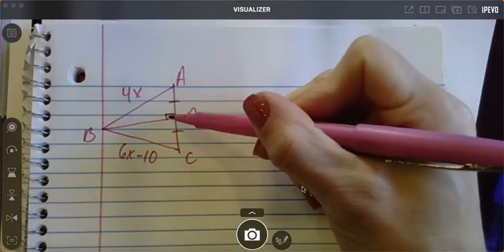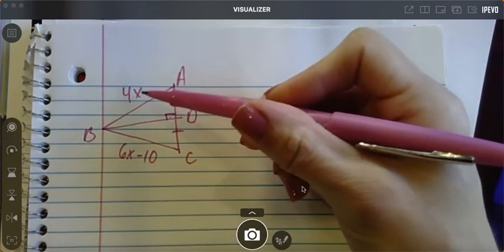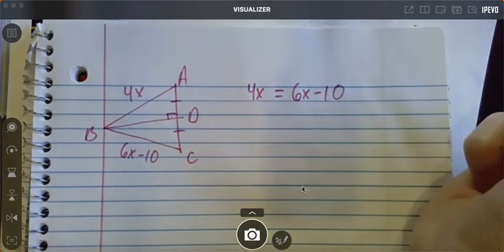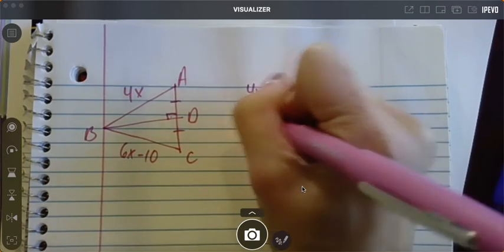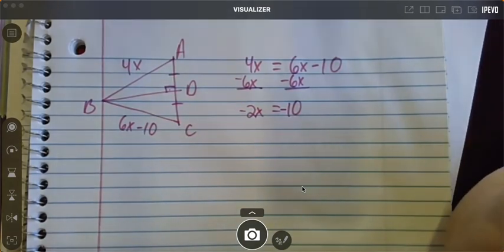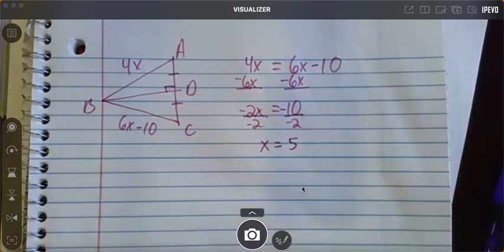If this is 90 degrees and this is equal, if this is a perpendicular bisector, then those two sides are equal. So I'm just going to set them 4x equals 6x minus 10. What would I do to solve? Subtract the 6x. Normally I would move the 4, but I don't want to because there would be nothing left over there. So I'm going to subtract 6x. And I get negative 2x equals 10. Then what? Equals negative 10. Then what? Divide by negative 2. And what does x equal? 5.